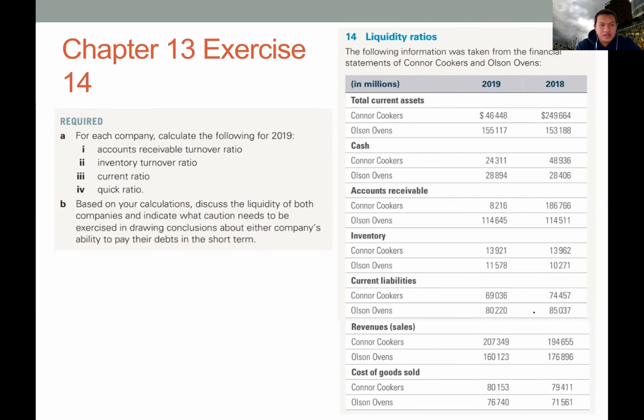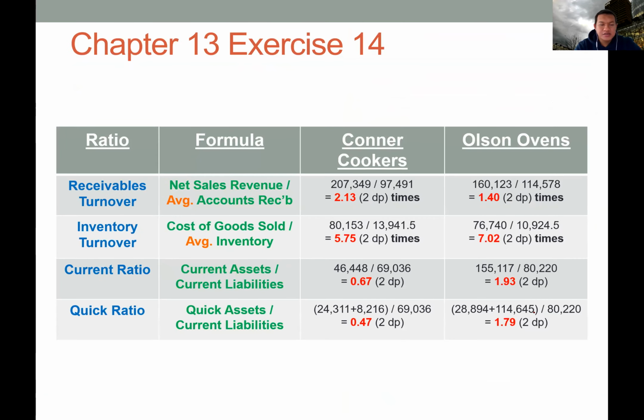Okay, so I have calculated the ratios to make it easier. So receivable turnover is net sales divided by the average account receivable. For Kanner, I got 2.13, and Olson got 1.4. So we can see that Kanner has more ability to manage their account receivable compared to Olson.